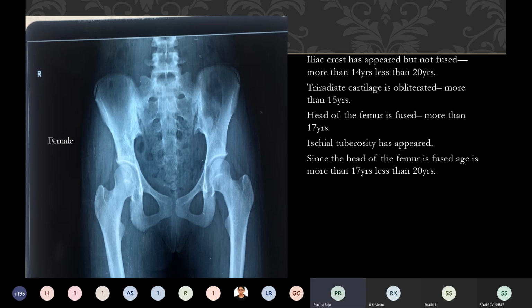So this is a knee joint which you are seeing. The top one is the lower end of the femur.